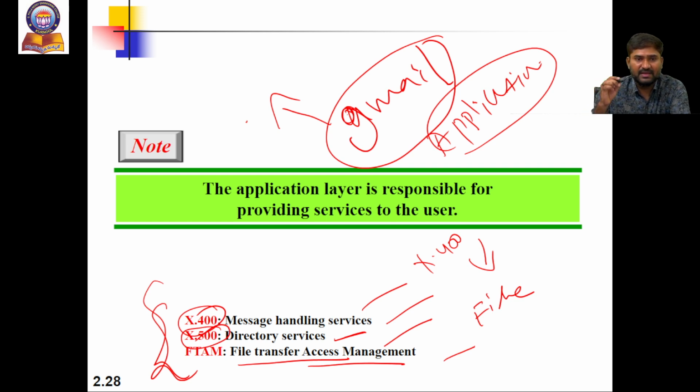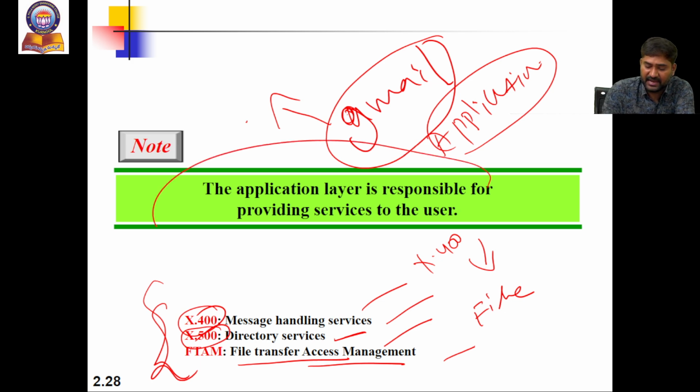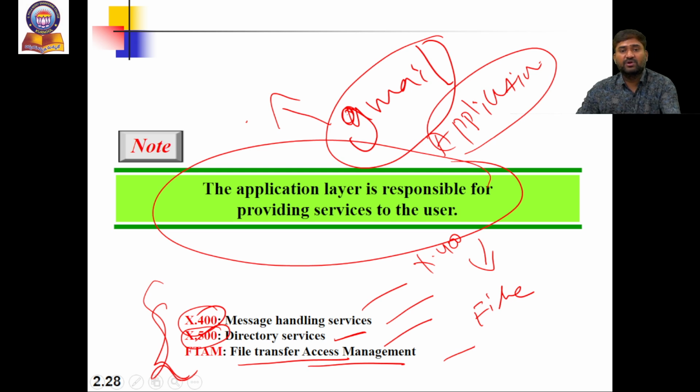So that will be helped by the application layer. The application layer's responsibility is to provide the services to the user. This is the main responsibility of the application layer. And these are some mechanisms: X.400, X.500 and FTAM.